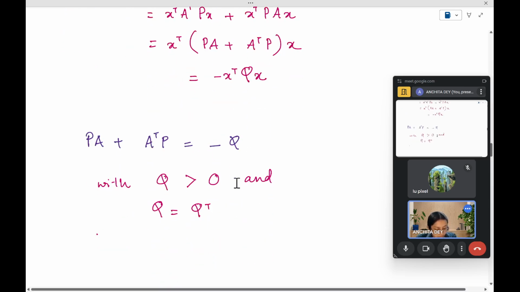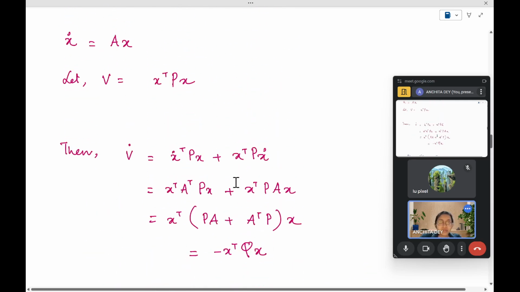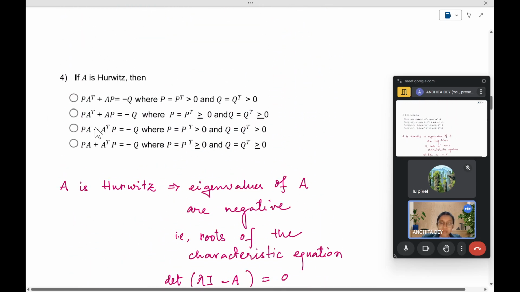Therefore, P is positive definite and Q is also positive definite, right? And then the analysis would lead you to, you can see, the options whichever are given here. So you have PA plus A transpose P equal to minus Q, right? At least the sequence is clear where the transpose would be, and then you can choose which one you want to get to ensure that it implies that A is Hurwitz.